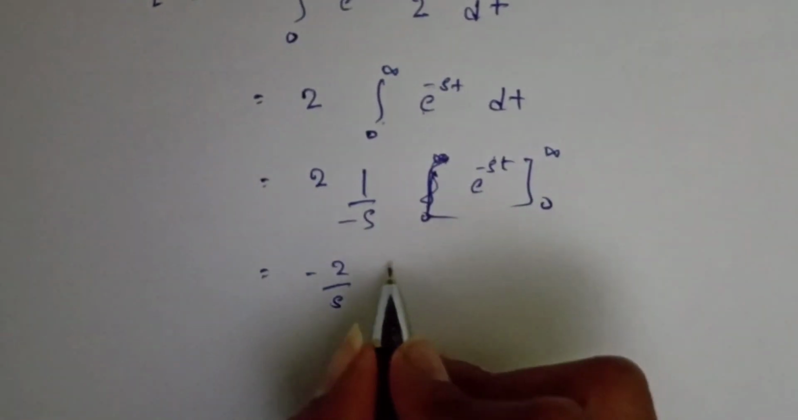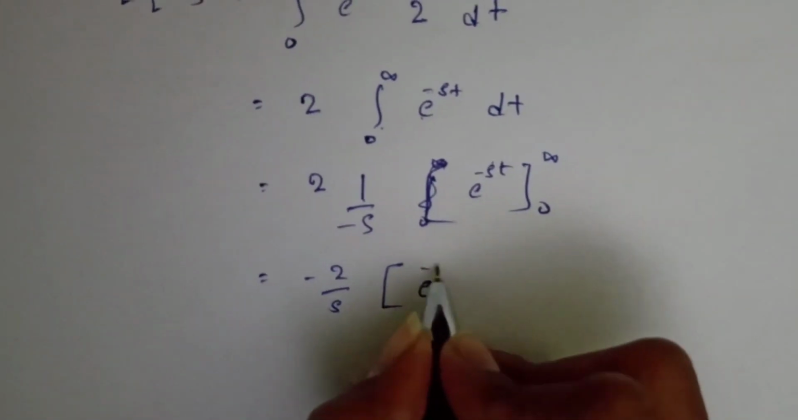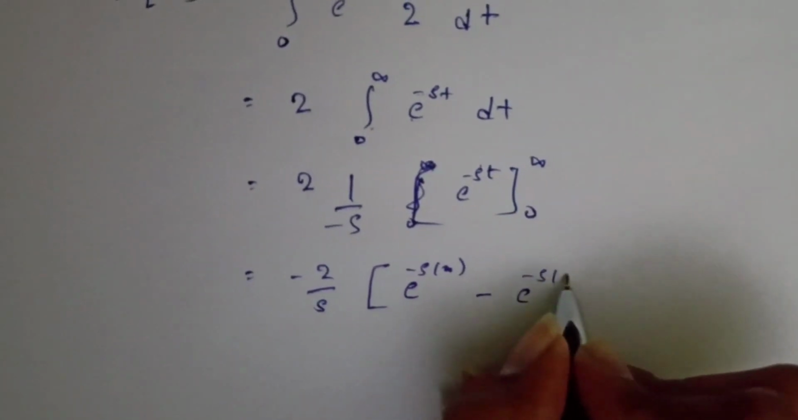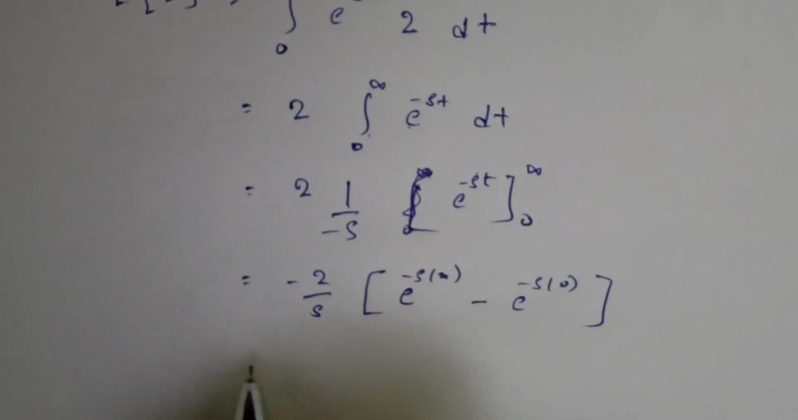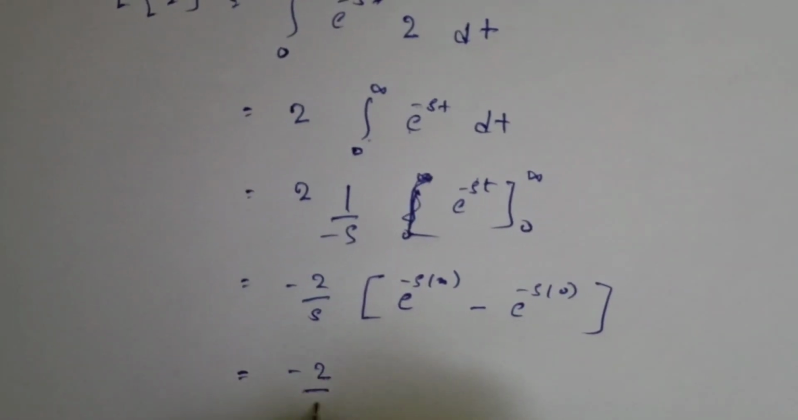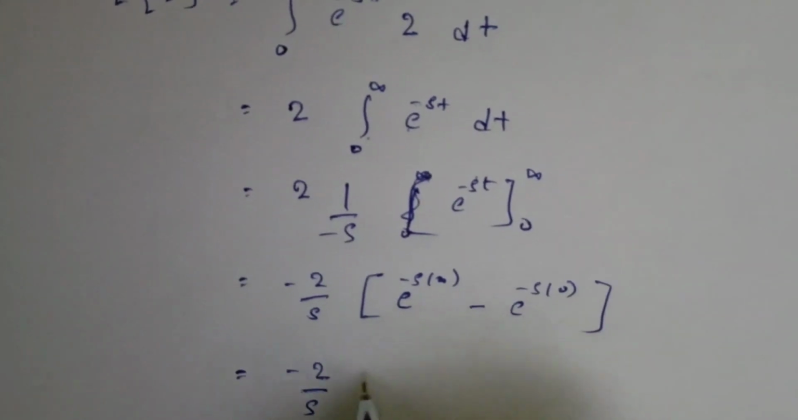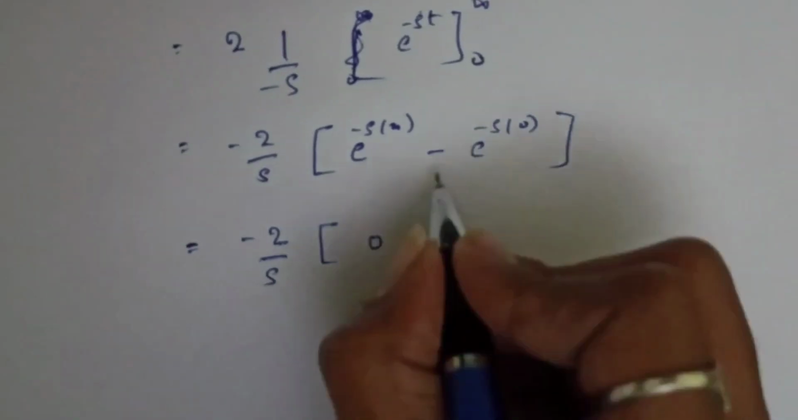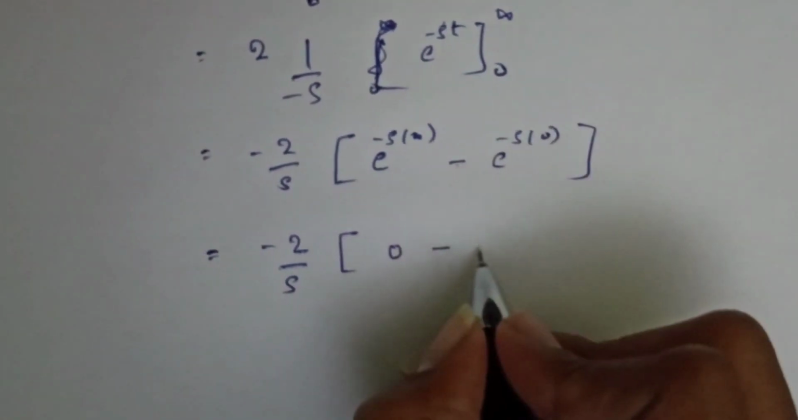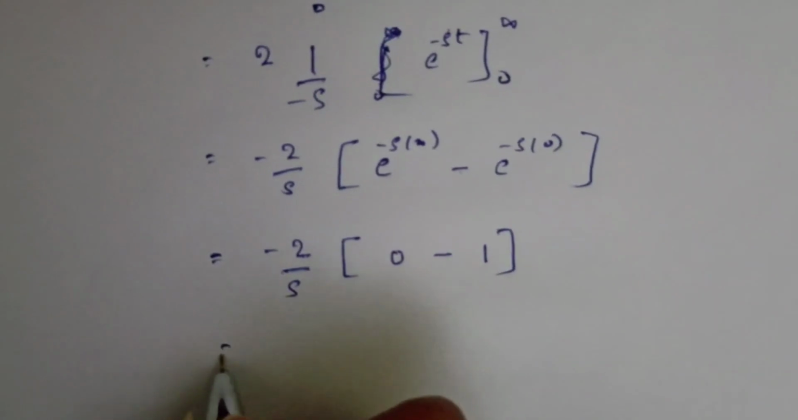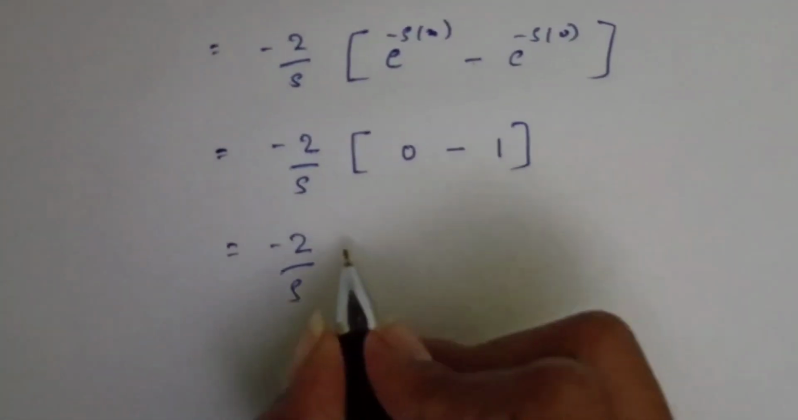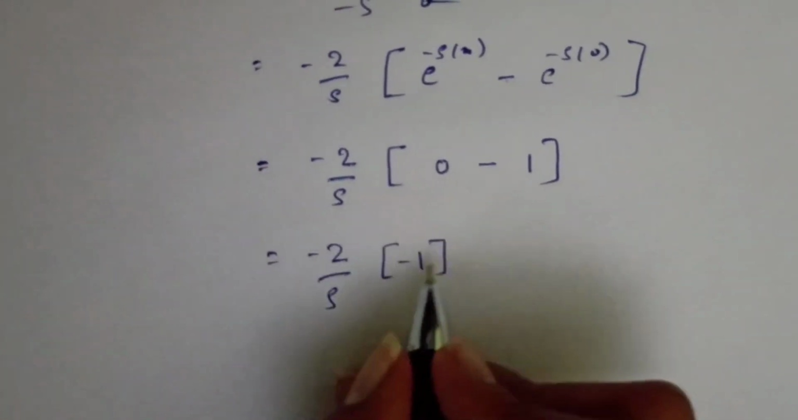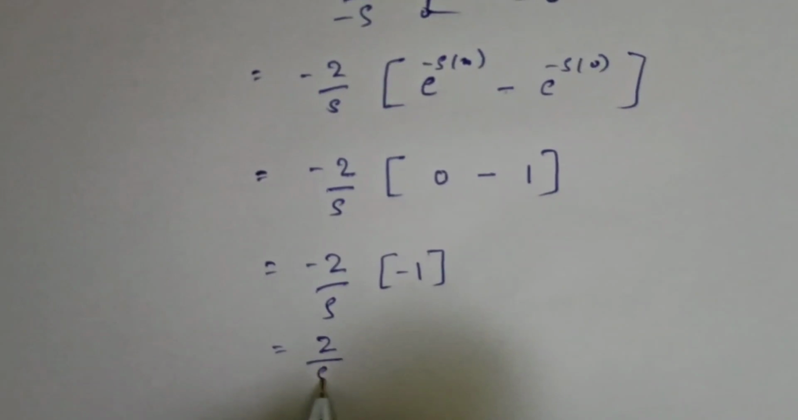So apply limits: e to the power minus s into infinity minus e to the power minus s into 0. So minus 2 divided by s into, this becomes e to the power minus infinity is 0, minus e to the power 0 is 1. So again it becomes minus 2 by s into minus 1. So minus into minus is plus, 2 into 1 is 2 by s.